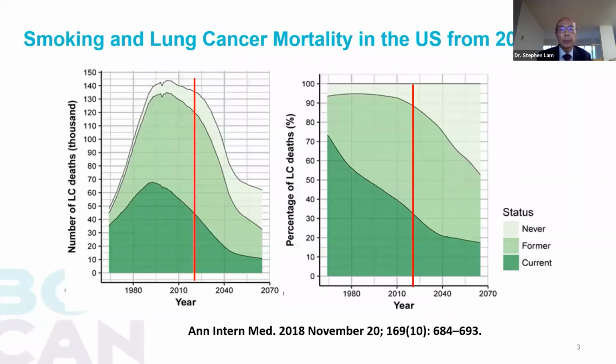Next slide, please. So I think we'll be seeing more of these subsolid nodules over time. This is just showing the trend of lung cancer, both in terms of the lung cancer deaths and the proportion of lung cancer deaths in relation to the smoking status. So the red line is where we are in 2021. We already have more former smokers, people who have smoked previously, compared to people who are still smoking. But in the next 20 to 30 years, we'll see more people who have never smoked with lung cancer compared to people who are still actively smoking.